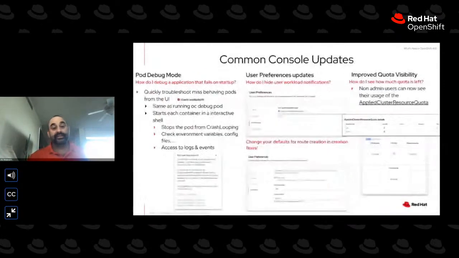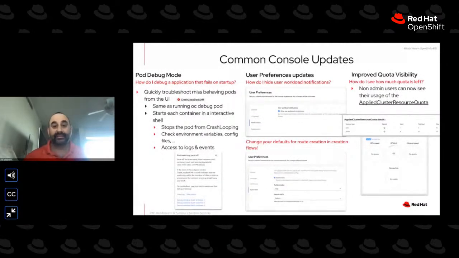So you asked, we listened. Every OCP release, we try to address some of the most popular RFEs. Here are the ones we got to this release. First, pod debug mode right from the UI. This will allow you to run exactly the same thing as oc debug pod right from the UI. It'll start up an interactive shell, which will stop the pod from crash looping. It'll allow you to check your environment variables, config files, and access your logs and events right from the console, which is fantastic.